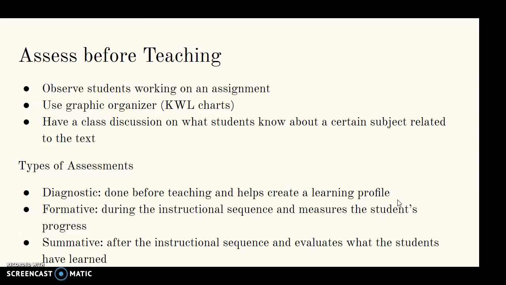So there's different types of assessments. Diagnostic, done before we start teaching, helps create a learning profile. So what do our students know before we start teaching? What can we help them learn? And we have formative and summative. Formative is during the instruction, and summative is after. So that's pretty much like writing assessments that we're going to have at the end of the unit, having students write an essay or a thesis or a paragraph even.